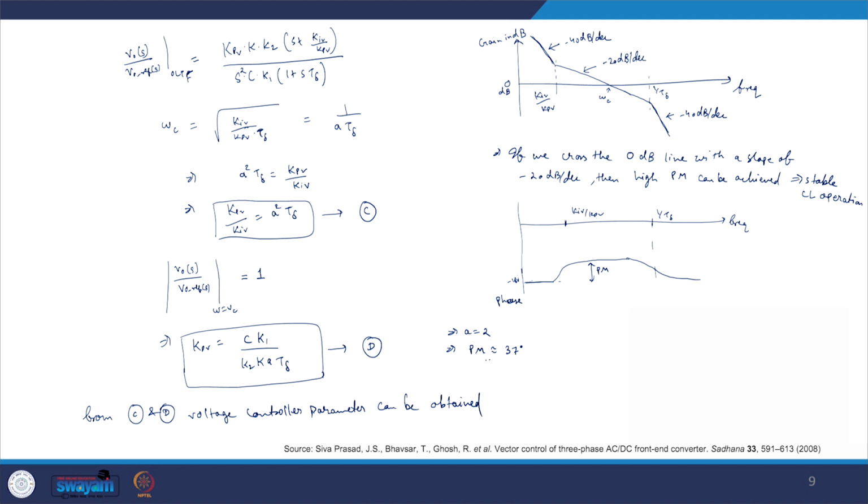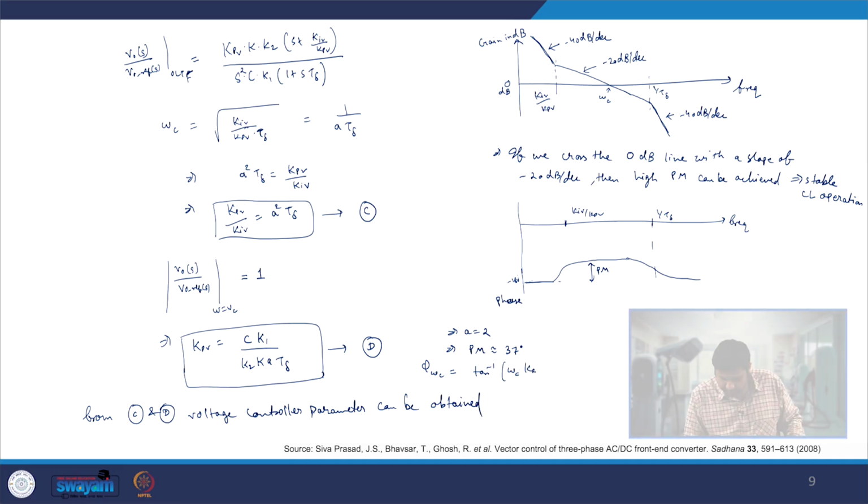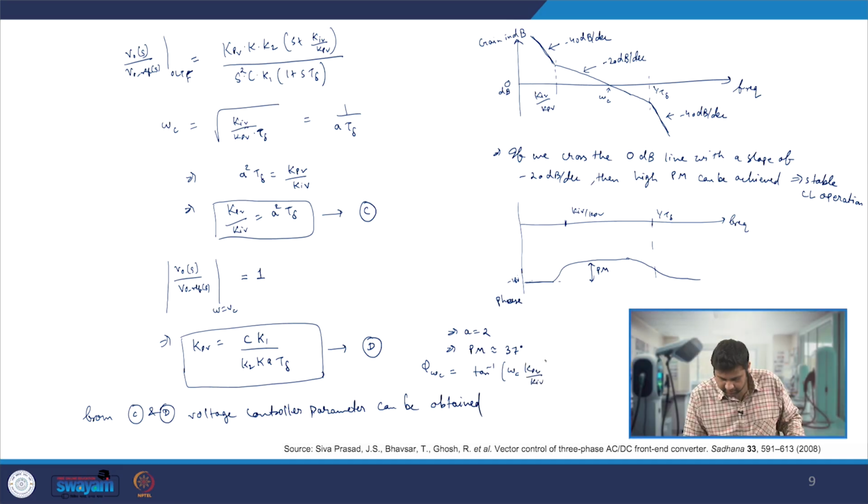Now how do we get this phase margin? If we find out the phase angle at omega c of this thing, it is nothing but tan inverse, we will keep omega c here, we will get kpv by kiv minus tan inverse omega c t delta.